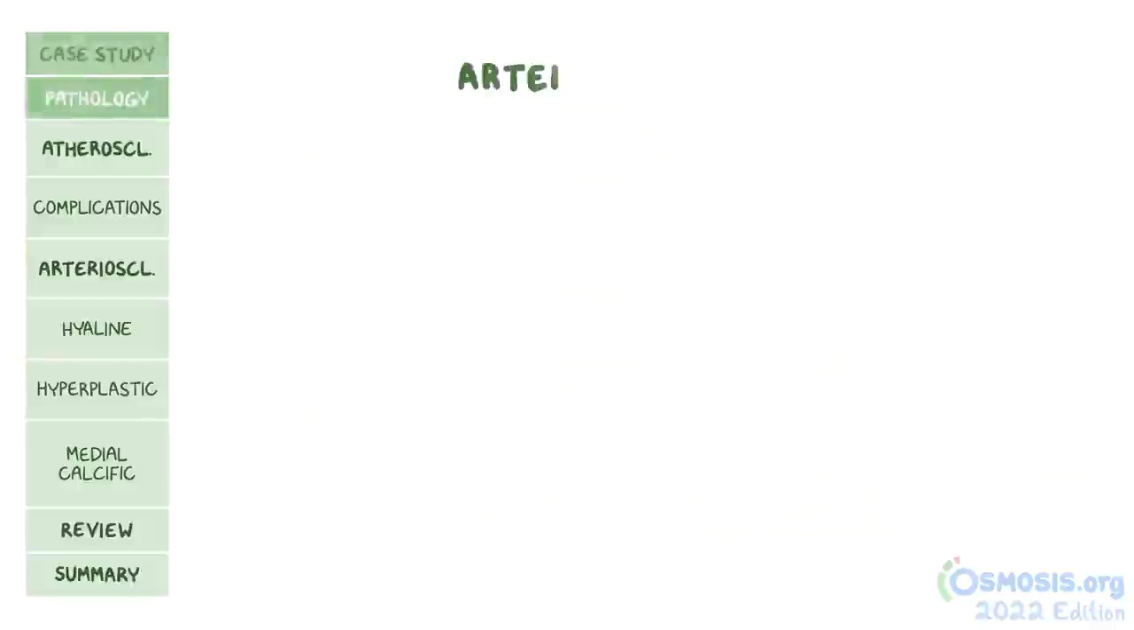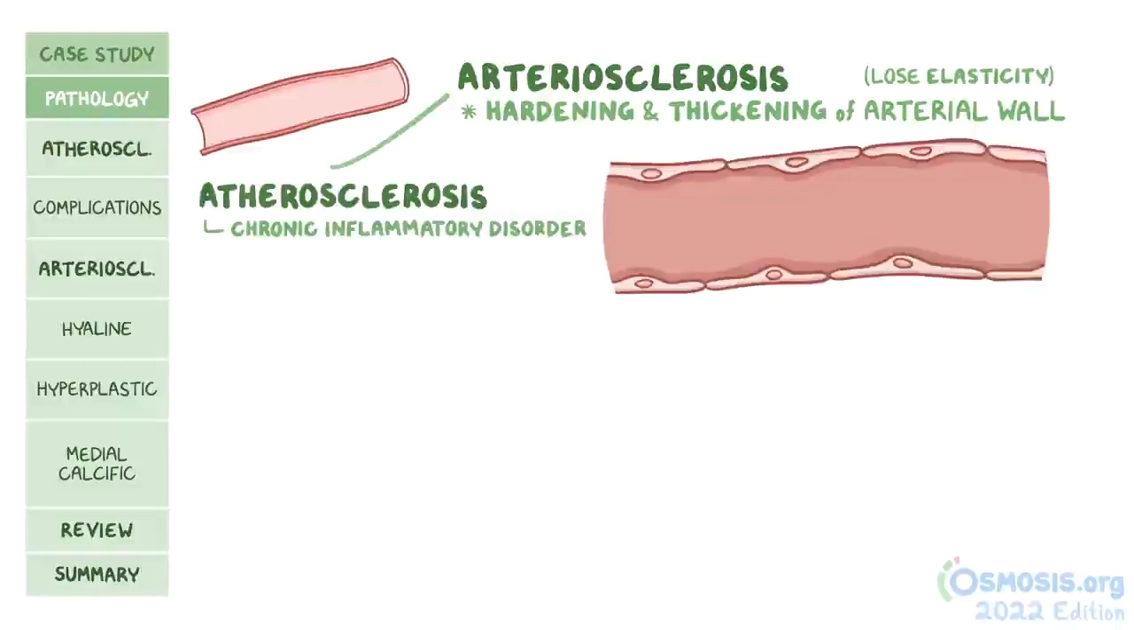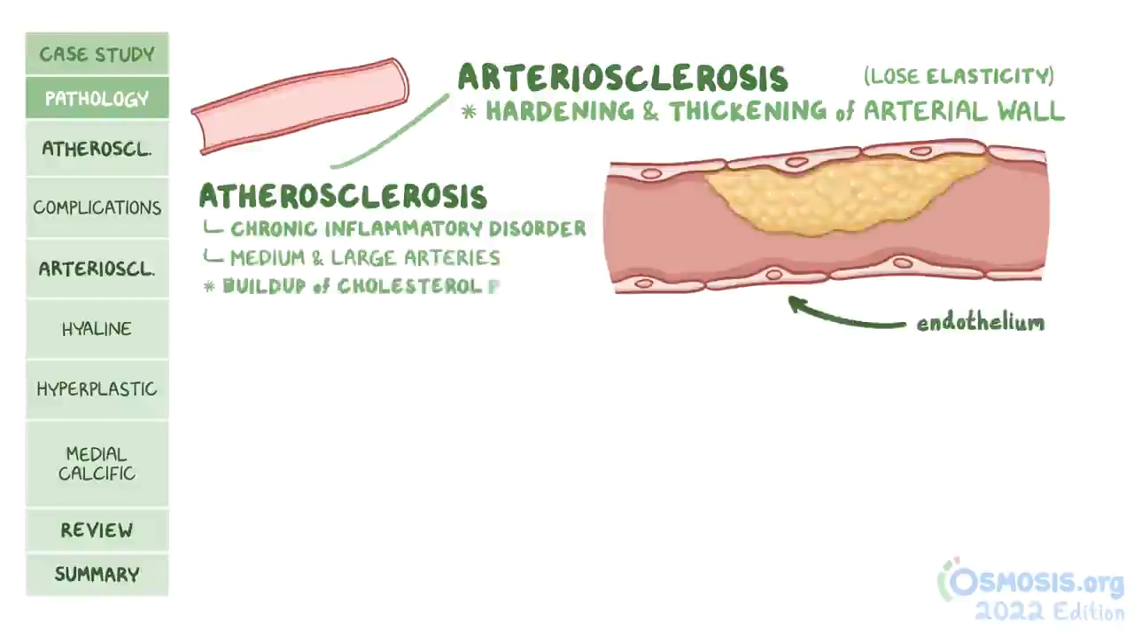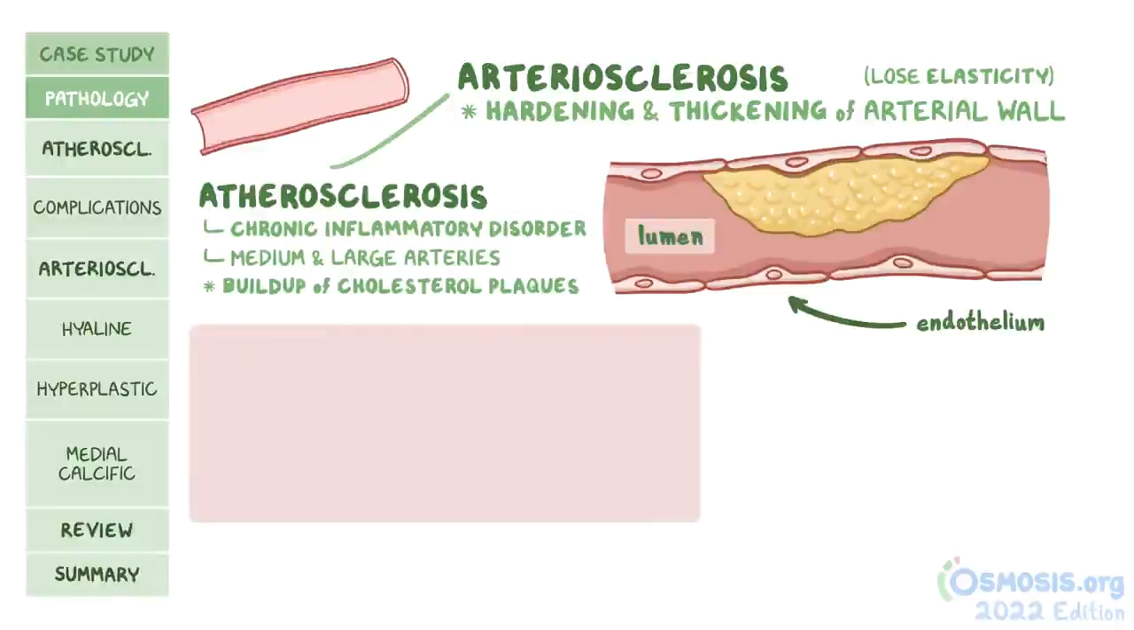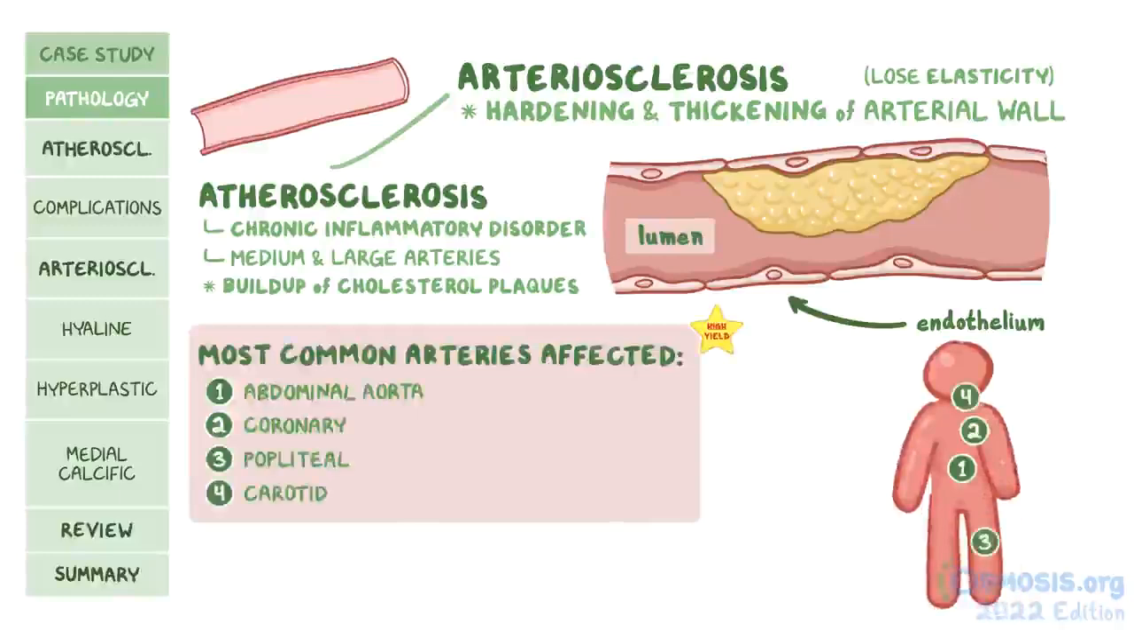Mikhail suffers from arteriosclerosis, which is a hardening and thickening of the arterial wall, causing it to lose its elasticity. A specific type of arteriosclerosis is atherosclerosis, which is a chronic inflammatory disorder that affects the endothelium of medium and large arteries and is characterized by the buildup of cholesterol plaques within the arterial lumen. In a descending order, the most common arteries affected by atherosclerosis are the abdominal aorta, coronary artery, popliteal artery, and then the carotid artery.